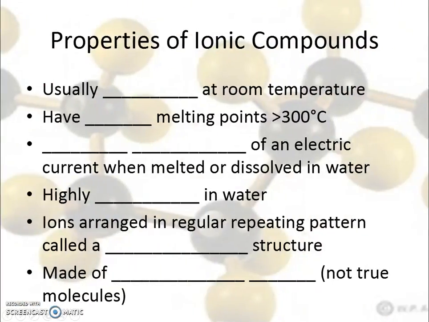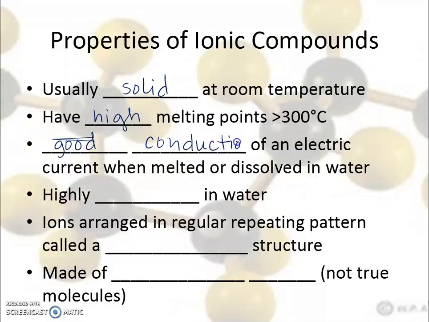Properties of ionic compounds. They're typically going to be solids at room temperature. They have extremely high melting points, about 300 degrees Celsius or higher. They are good conductors of electricity when melted or dissolved in water. They are highly soluble in water.